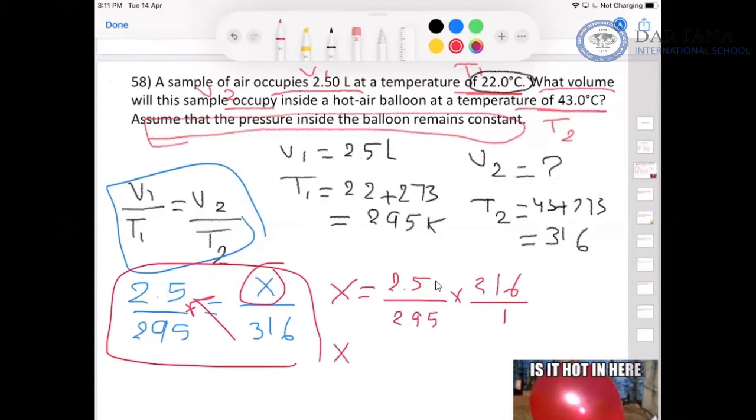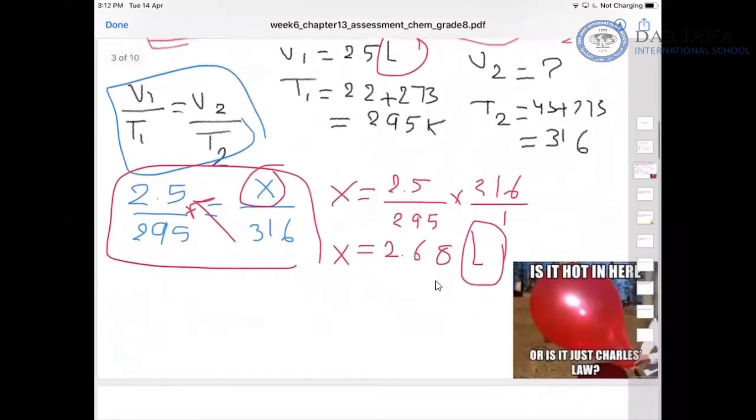And X, which is the volume, is going to be 2.68. I rounded the answer, and this is the volume in liters. Since V1 is in liter, V2 also is going to be in liter. So this is a question using Charles' law. Let's move to another question.